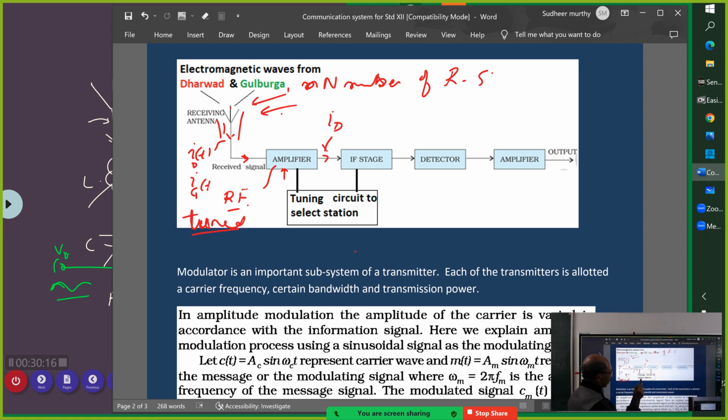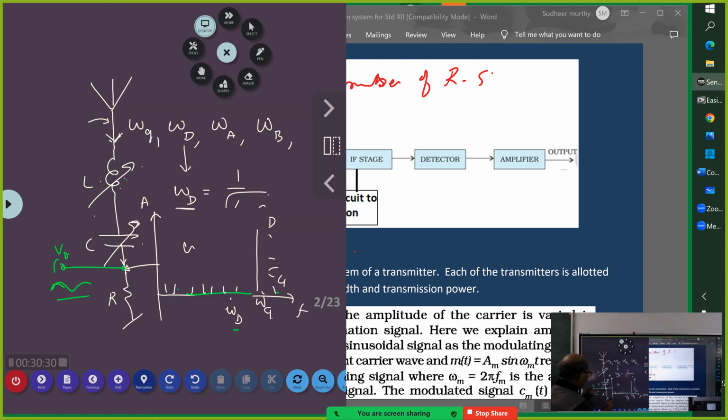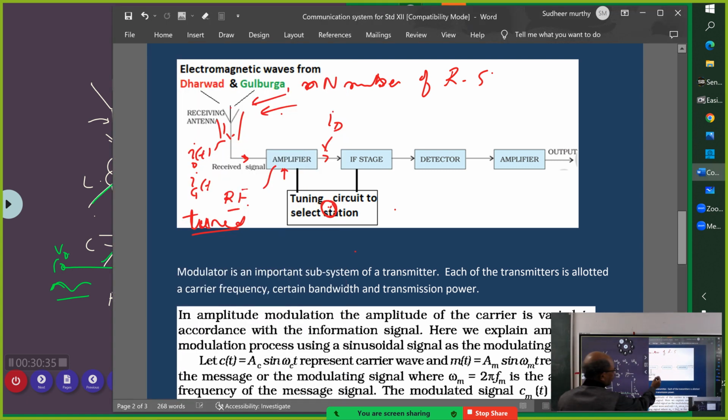Now please understand this. In this tuning circuit there is a knob. In a radio there is a tuning knob, that tuning knob. When the tuning knob is turned, what happens? This inductor and capacitor will change. Now, as I tune this, there is also one more tuning circuit here. There are two tuning circuits: tuning circuit 1, tuning circuit 2.